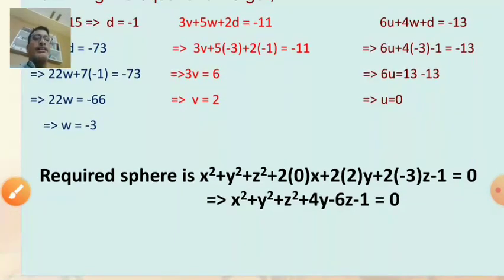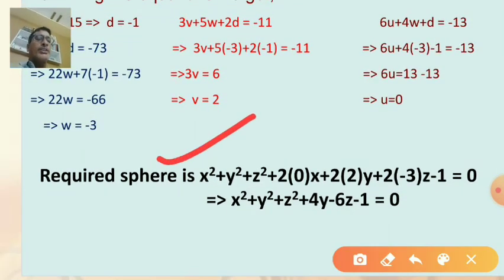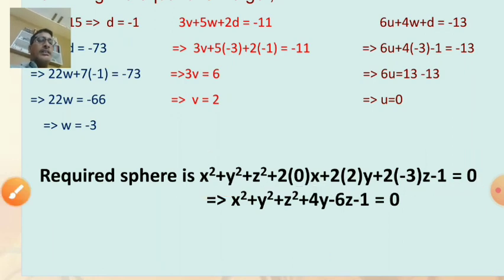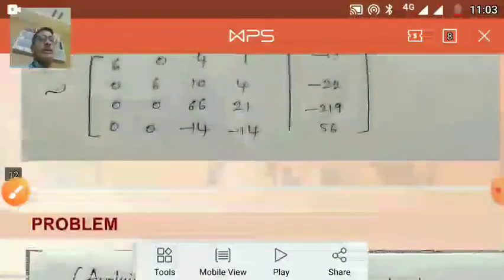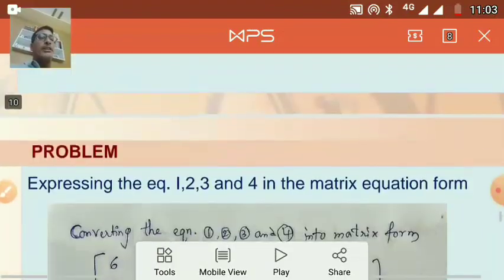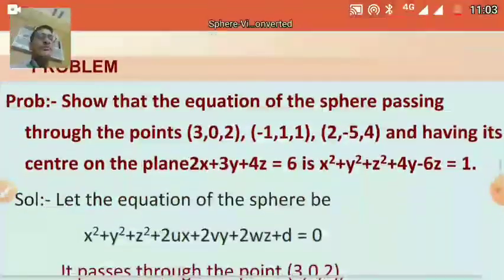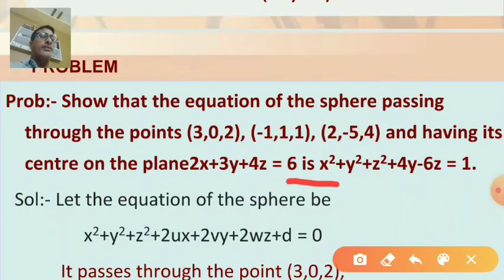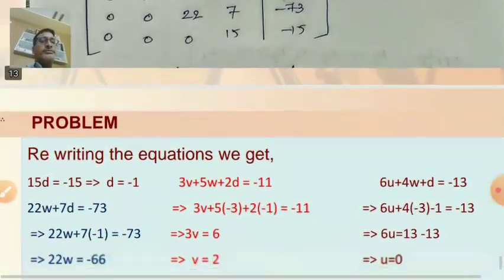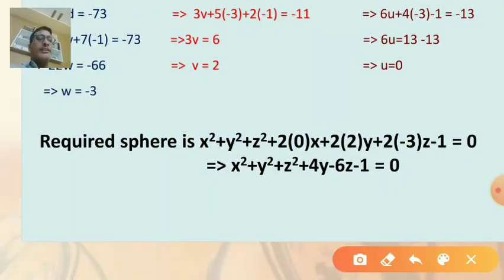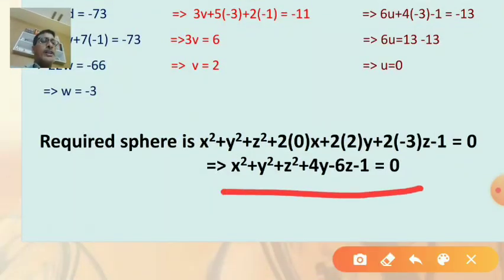By substituting all these values in the standard equation of the sphere, finally you will get x square plus y square plus z square plus 4y minus 6z minus 1 is equal to 0. This is the equation of the required sphere. In the problem, we have to prove that the equation of the required sphere is x square plus y square plus z square plus 4y minus 6z equal to 1. And finally we have obtained the equation of the sphere like this. Hence the problem is solved in this way.